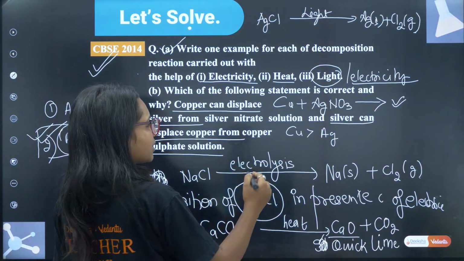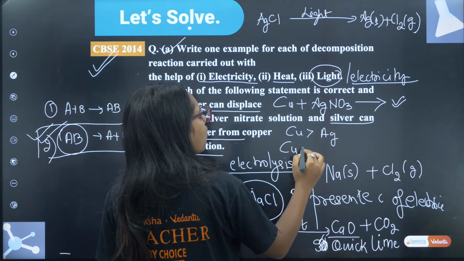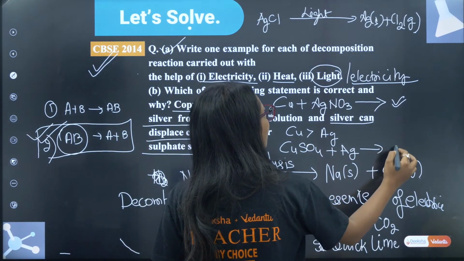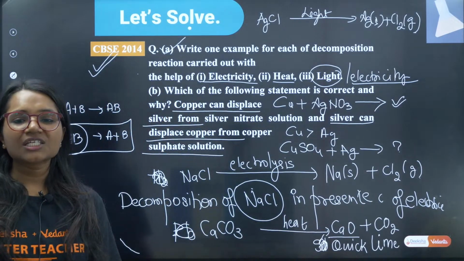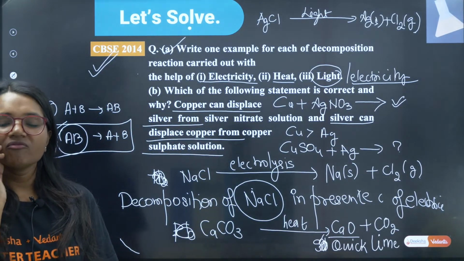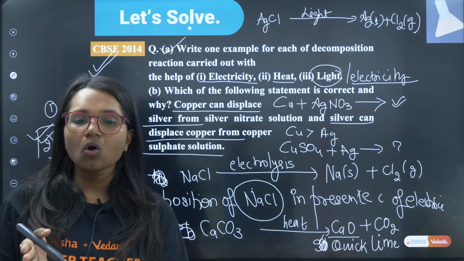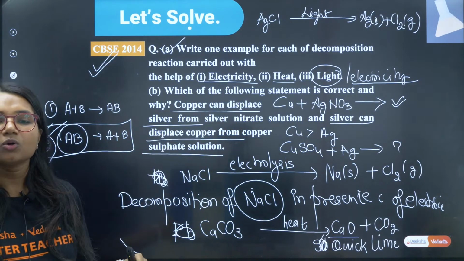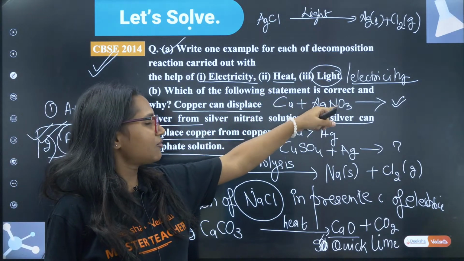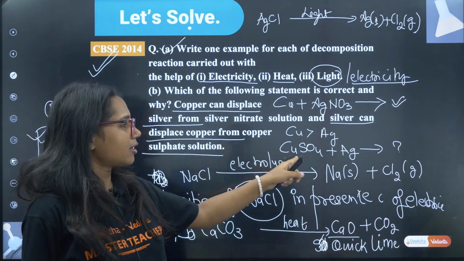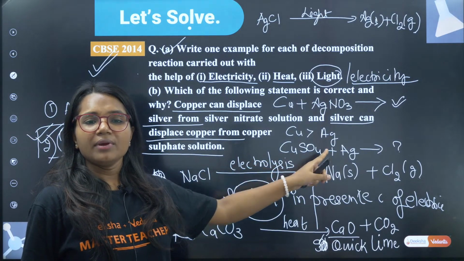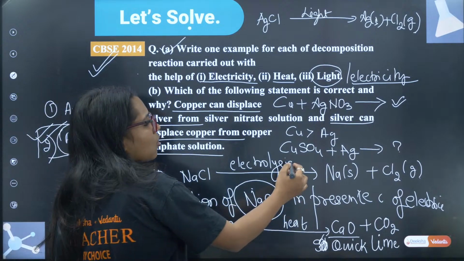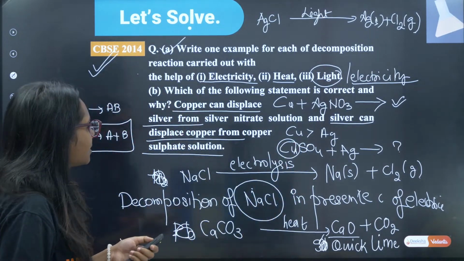Can silver replace copper from copper sulfate? Which reaction can happen? Very good, Vriksha, very good, Rohit. Yes, copper is more reactive. It can replace Ag from AgNO3. What about here? Will Ag be able to replace copper from copper sulfate? So what is the answer here?